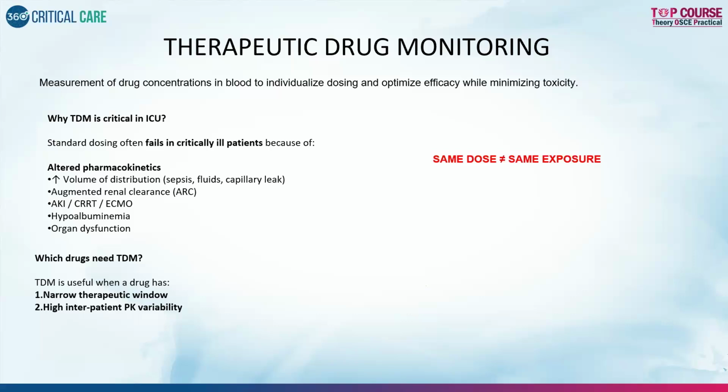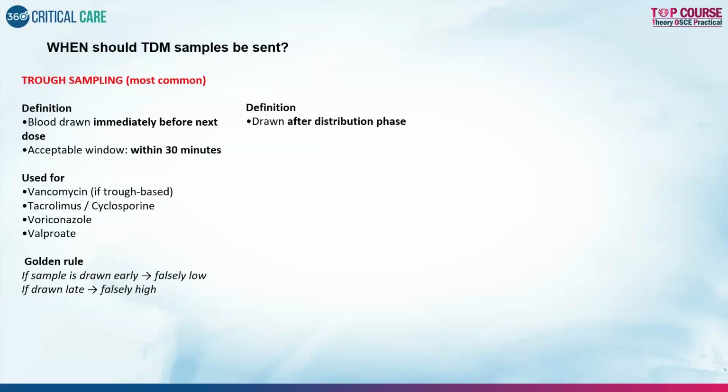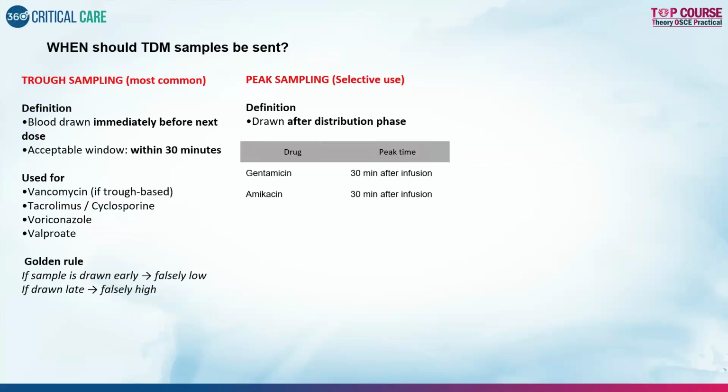See, please read up about this. This was your question in theory. So trough levels are not the only things we look at. We look at something called peak levels also. So clearly you told one thing, that after 3 to 4 doses we do it. That is done, but that is for one part only, that is for trough sampling. There's something called peak sampling. For peak sampling, usually for gentamicin it will be 30 minutes after infusion, or amikacin, it's usually 30 minutes after infusion. Both of them roughly, this is the one which we do.